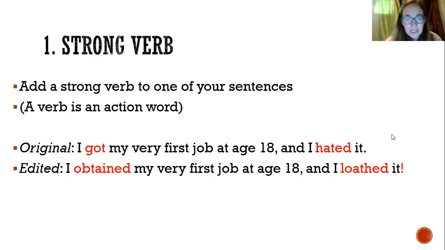I obtained my very first job at age 18. And instead of the word hate, I've looked up an even stronger word for that, which is loathe. And I loathed it. And you can see, because it's a strong word, I've decided to add an exclamation mark at the end. So I obtained my very first job at age 18 and I loathed it!